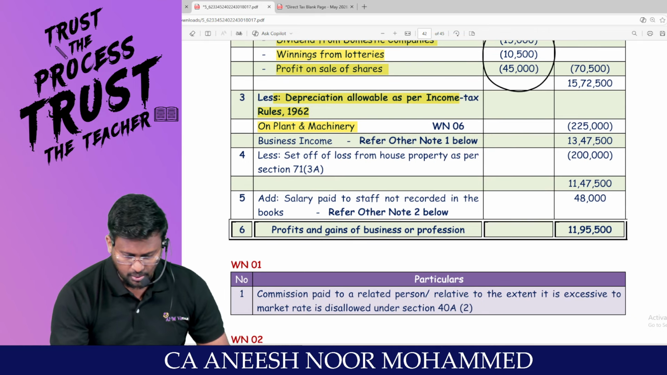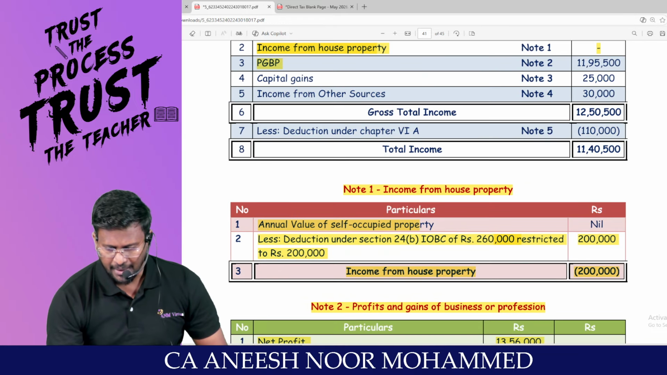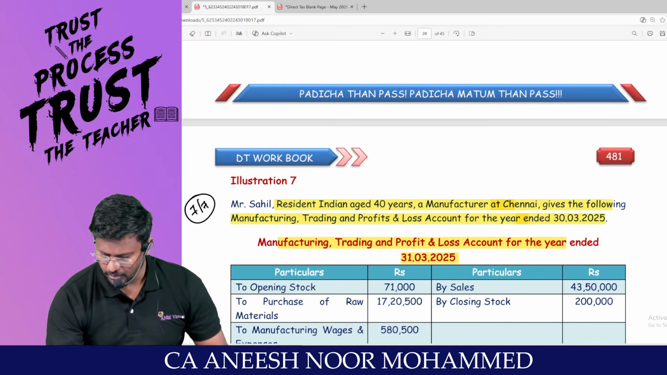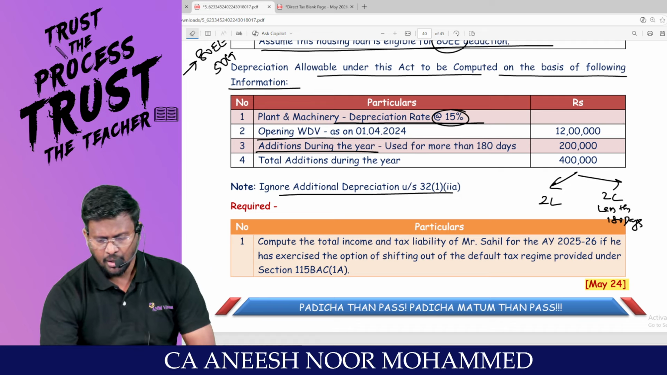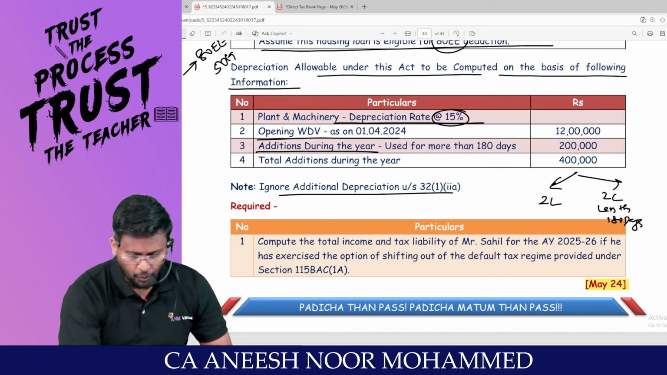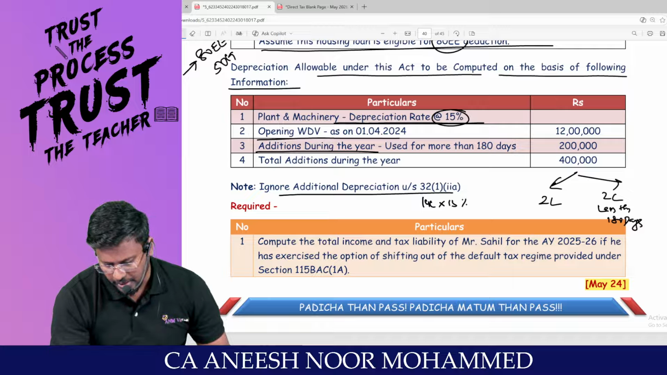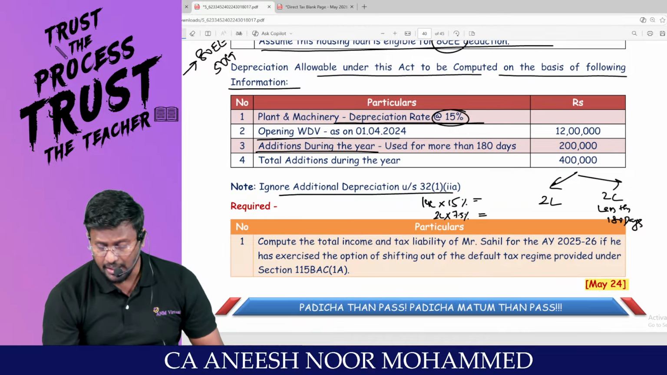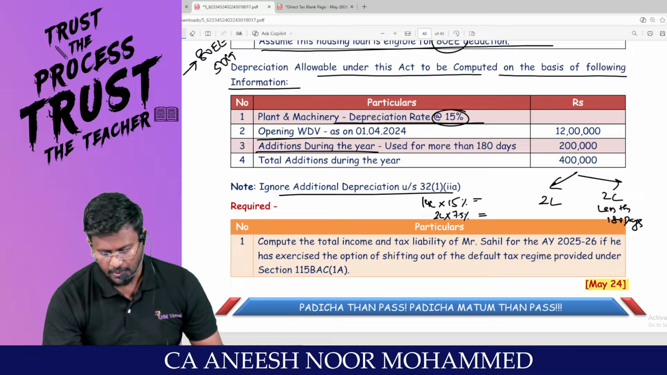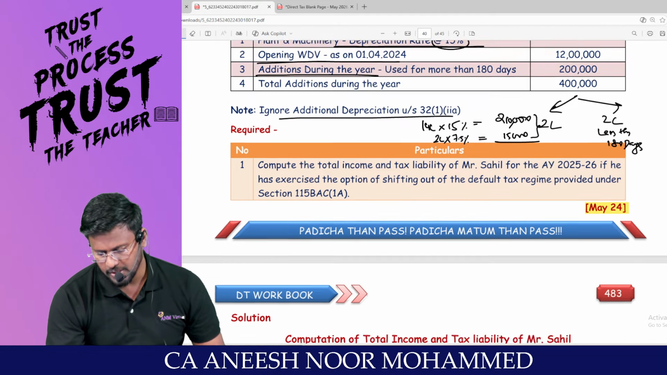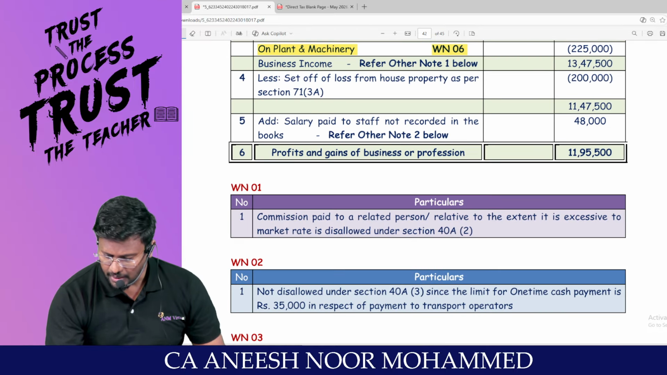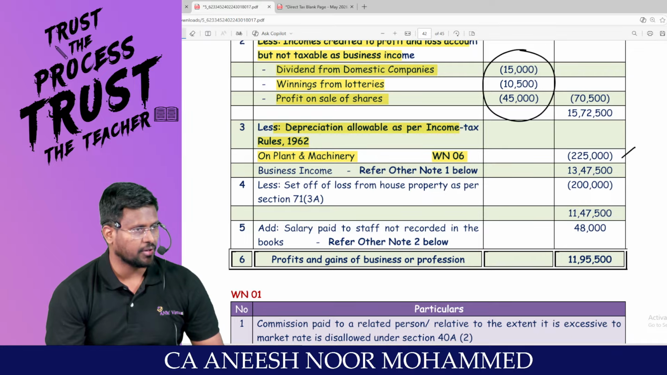My dear lovable students, totally how much was there? Plant and machinery, opening value 12 lakhs plus addition 4 lakh. In that, 2 lakhs is more than 180 days. So 14 lakhs is the target. So 14 lakhs into 15% and 2 lakhs into 7.5%. Am I right? 14 lakh into 15% is 2 lakh 10,000. 2 lakhs into 7.5% is 15,000. So 2 lakh 10,000 plus 15,000 comes to 2 lakh 25,000, that's what they have reduced.